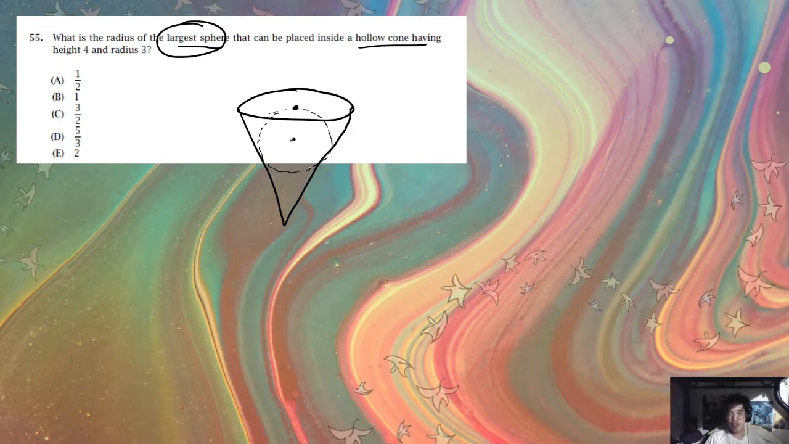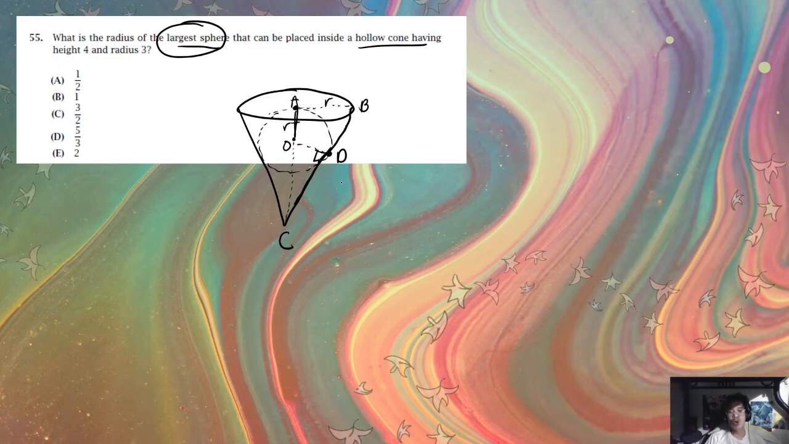Okay, so we have here point O. That would be the center of our sphere. This is going to be point A. This is going to be our radius. We also have point B, which is also the radius of the hollow cone. We also have a point C, and we also have a point D, which is also a radius and is forming a right angle.